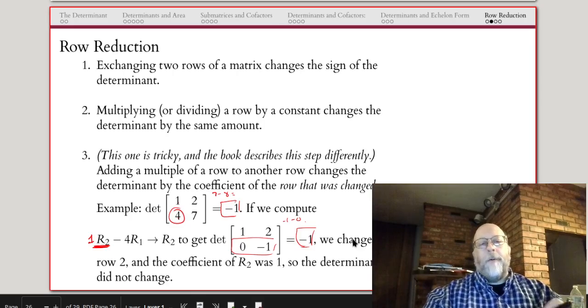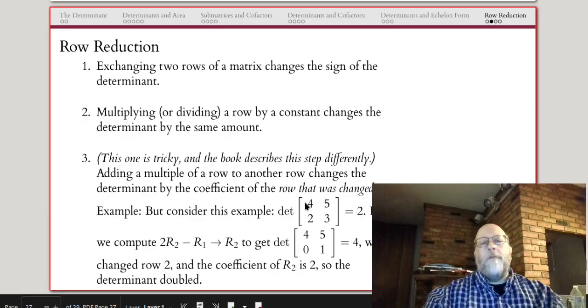But here's a different example. Suppose we have 4, 5, 2, 3. That determinant is 12 minus 10, which is 2. And I want to erase this 2. So we're going to do the row reduction step: 2 times row 2 minus row 1. 2 times 2 is 4, 4 minus 4 is 0. 2 times 3 is 6, 6 minus 5 is 1. But now the determinant is 4 minus 0, which is 4. The determinant went up by a factor of 2.